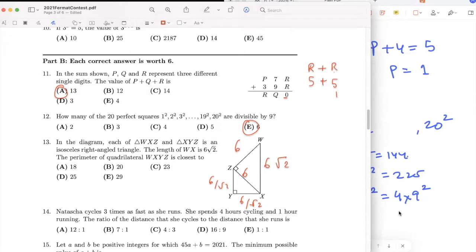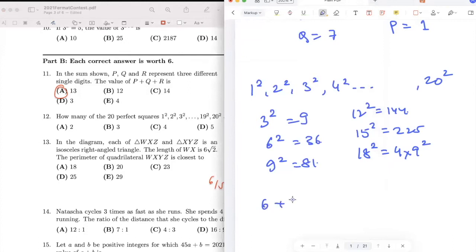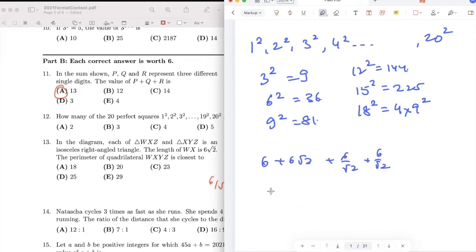So what is the total perimeter of the quadrilateral? 6 plus 6 root 2 plus 6 by root 2 plus 6 by root 2. So that is 6 plus 6 root 2. Now 6 by root 2 plus 6 by root 2 will be 6 times 1 by root 2 plus 1 by root 2, which is 2 by root 2, which is root 2. So this is 6 root 2. So 6 plus 12 root 2, right?